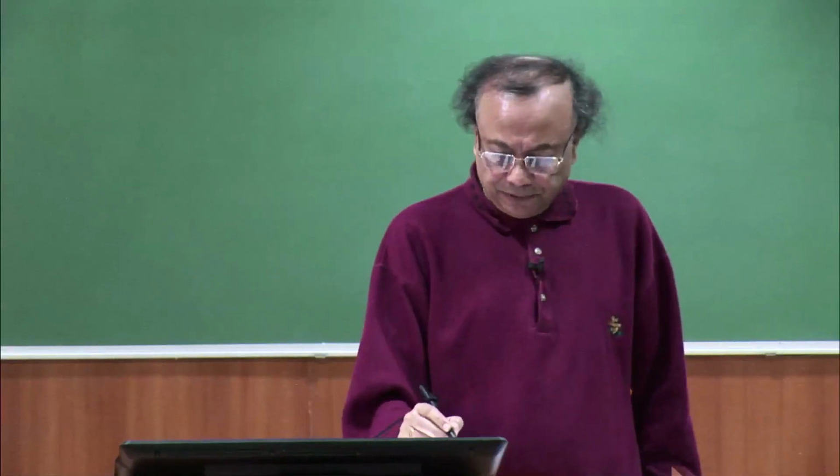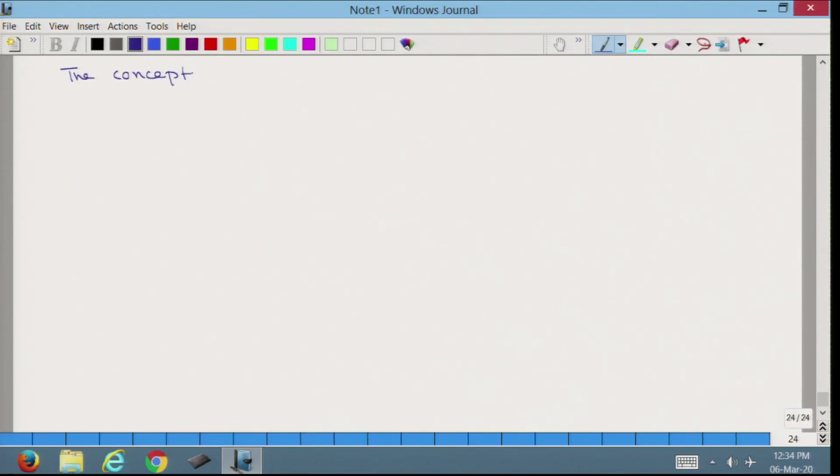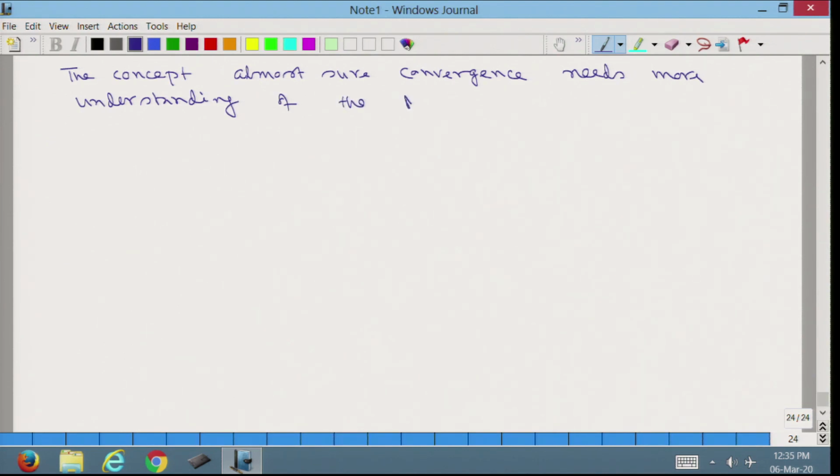Now, the concept of almost sure convergence needs more understanding of the measure theory. Sometimes it is counterintuitive.